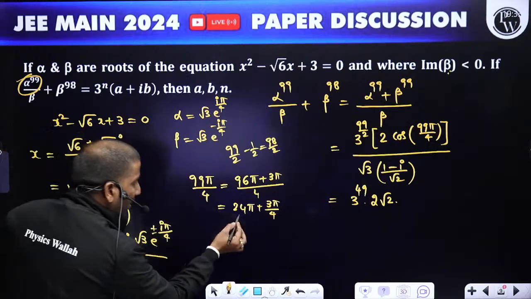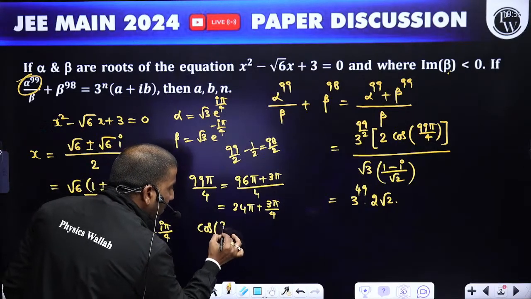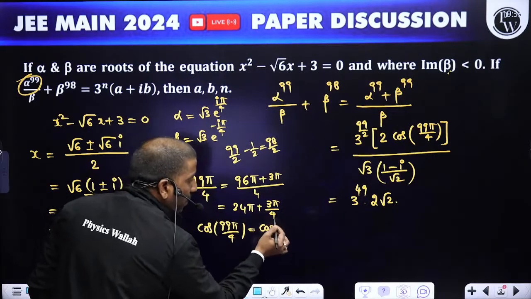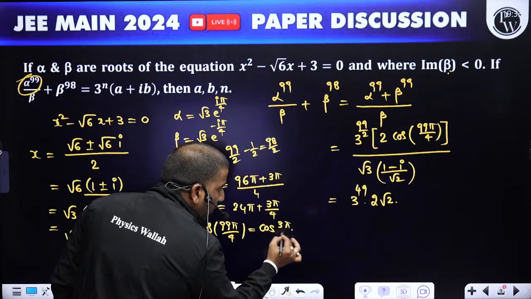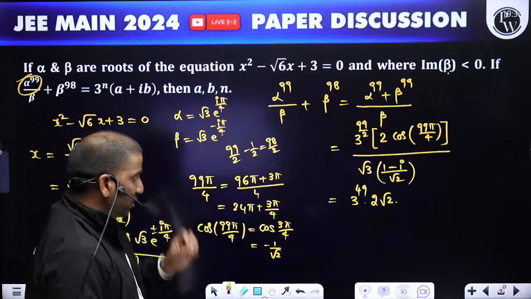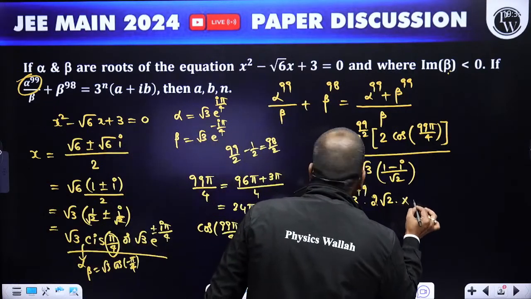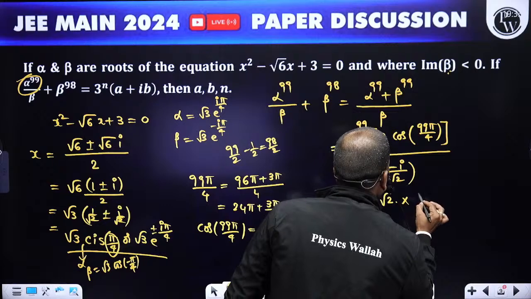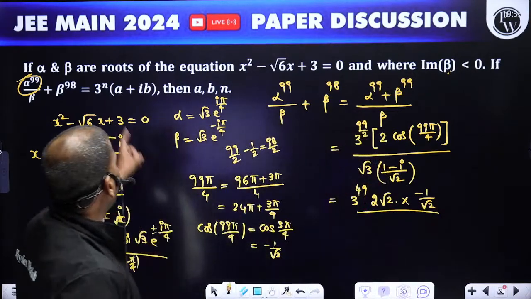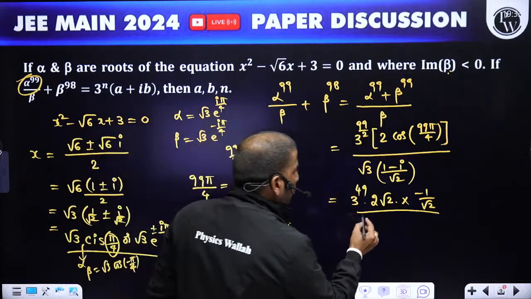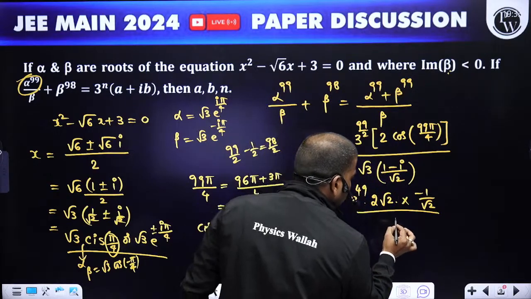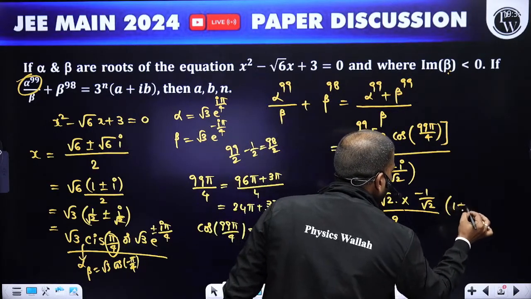When we apply cos for this, cos 99 pi by 4 is equal to cos 2n pi plus theta, cos theta only, cos 3 pi by 4. Cos 3 pi by 4 is minus 1 by root 2. So times minus 1 by root 2. So a plus ib we need to write. So root 3 has gone, 1 minus i, 1 minus i, 1 plus i. So this will become 2 and this is 1 plus i.